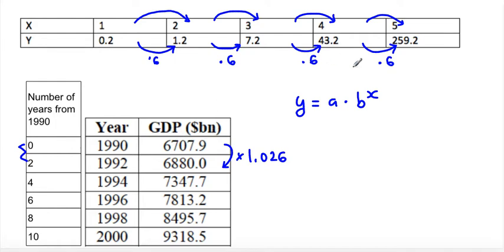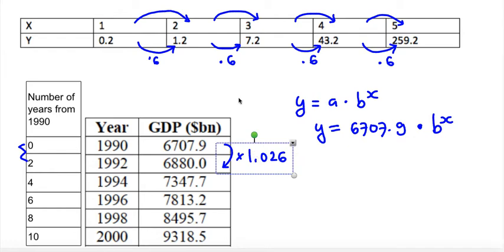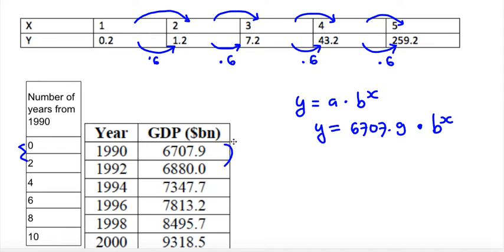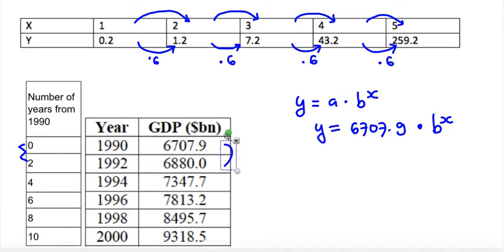So a takes the value of the first y value, 6707.9. So I will have y equals 6707.9 and then still times b power x. Now I still need to find the value of b. Remember, algebraic substitution always works. So I'm going to delete this one here, we don't really need it anymore, because we would like to do it differently now.